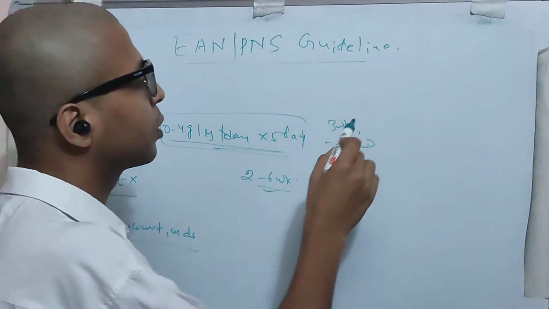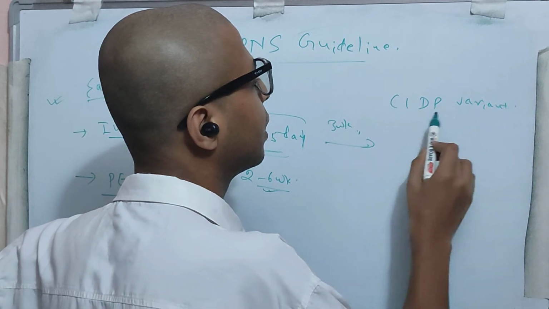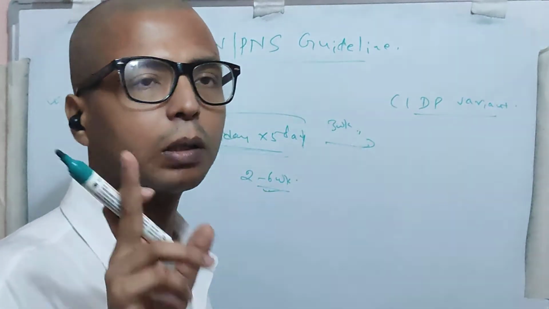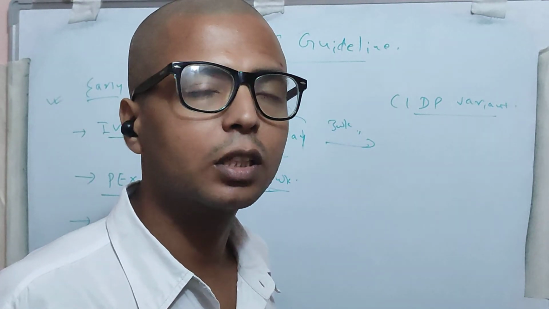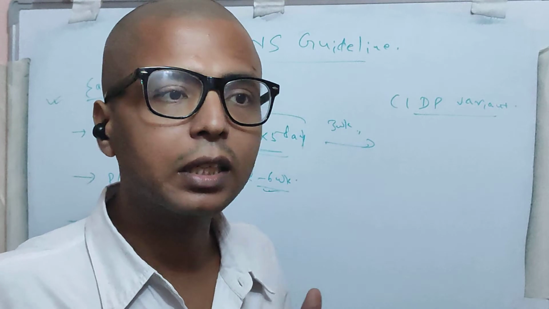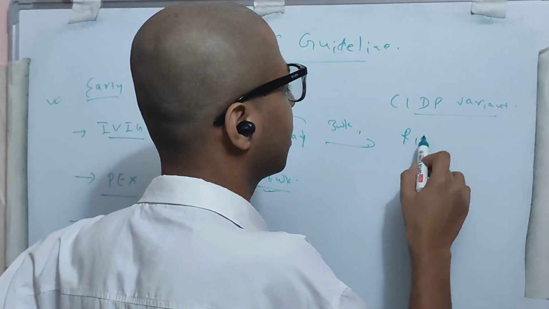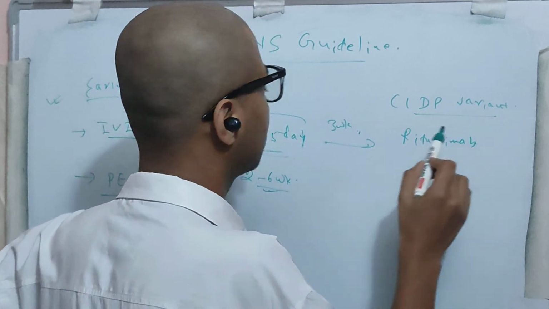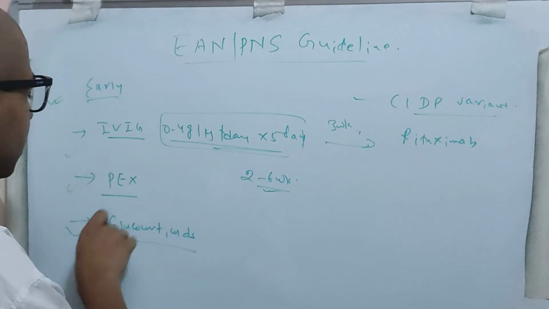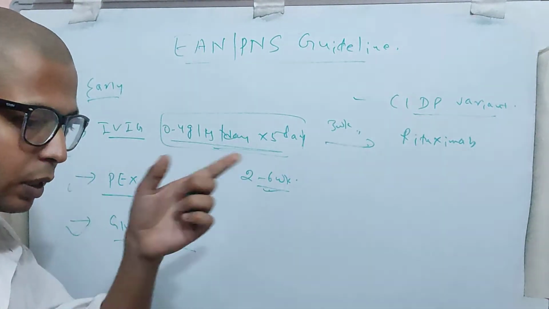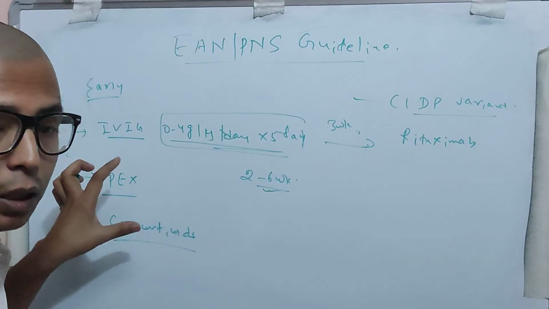But if you suspect a CIDP variant, like those I already talked about, focal, multifocal, pure motor, pure sensory, multifocal acquired demyelinating sensory neuropathy, distal acquired demyelinating sensory neuropathy, in those conditions you give Rituximab. These do not respond to IVIG, plasma exchange, or glucocorticoids. That's why it is called a CIDP variant, because it does not respond to these typical treatments.